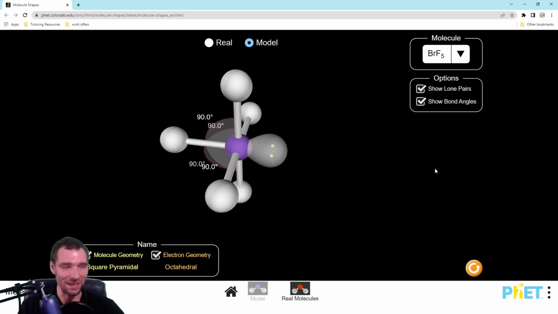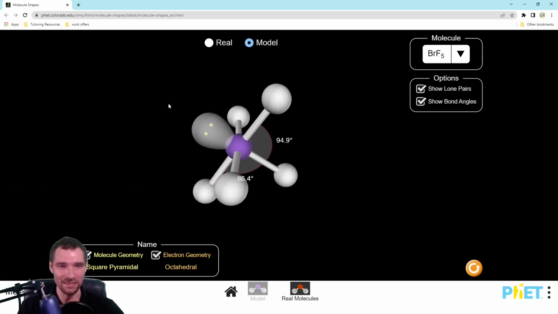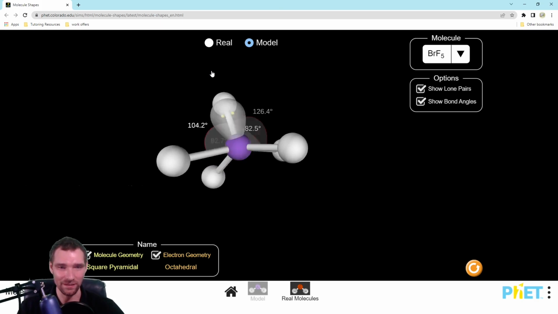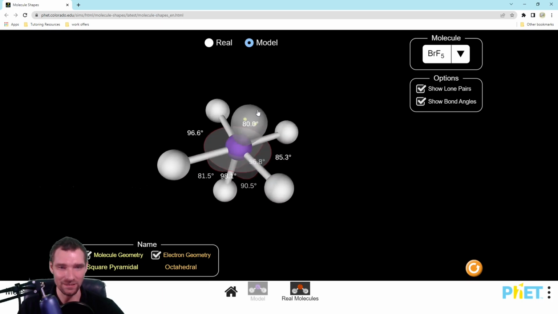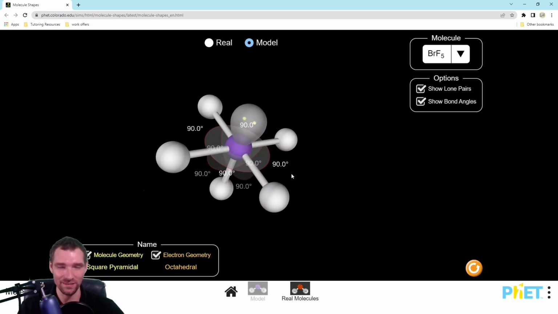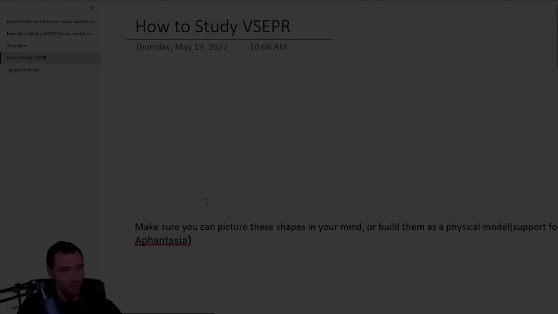I mean, that isn't actually what happens with the chemicals, but you can imagine it doesn't matter which one of these is the electron pair. The other ones are going to be arranged in that configuration so it's stable. All right, that's the sim.